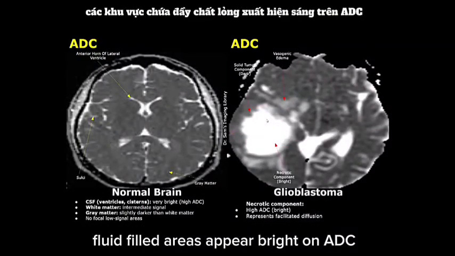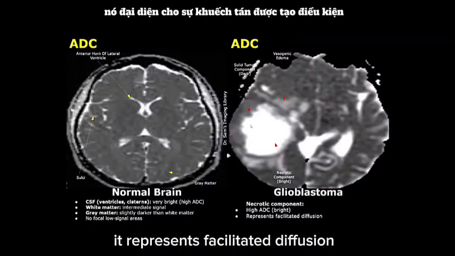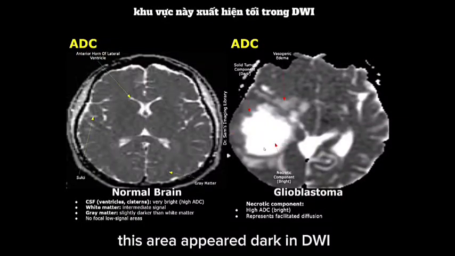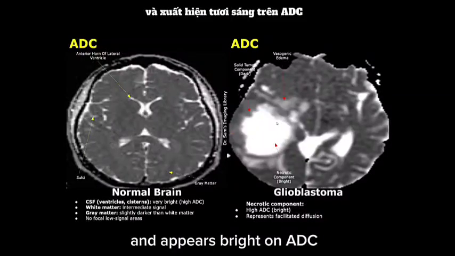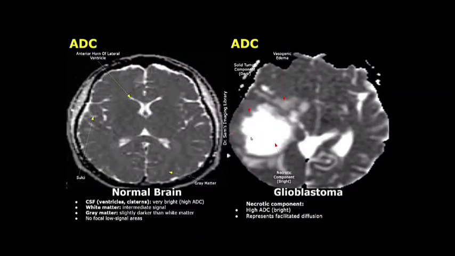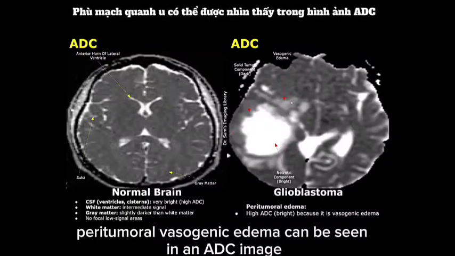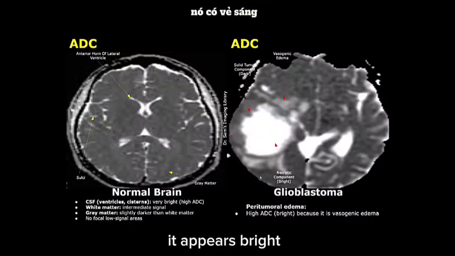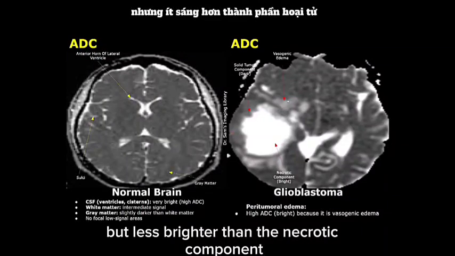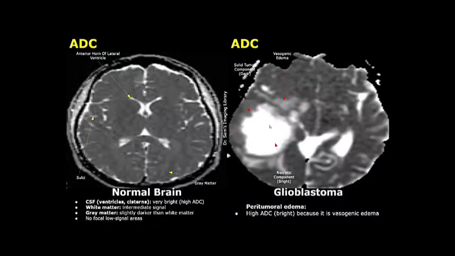Fluid-filled areas appear bright on ADC. It represents facilitated diffusion. This area appeared dark in DWI and appears bright on ADC. Peritumoral vasogenic edema can be seen in an ADC image. It appears bright but less bright than the necrotic component.